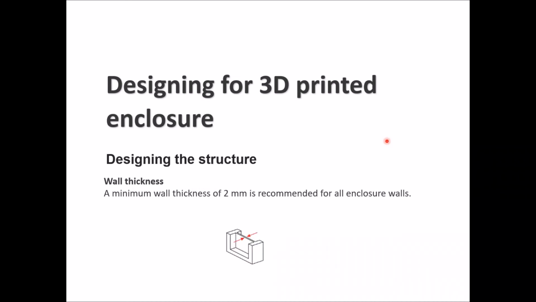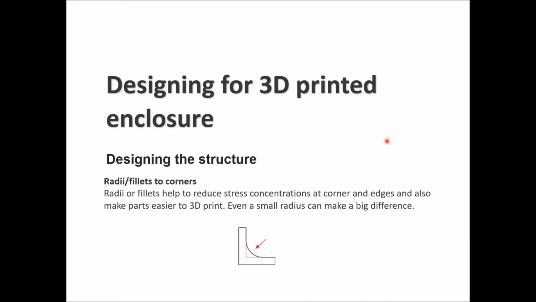For wall thickness, the minimum wall thickness for an enclosure, regardless of the printing technology you're using, is 2 millimeters as an average. That's the recommendation for all enclosure walls.